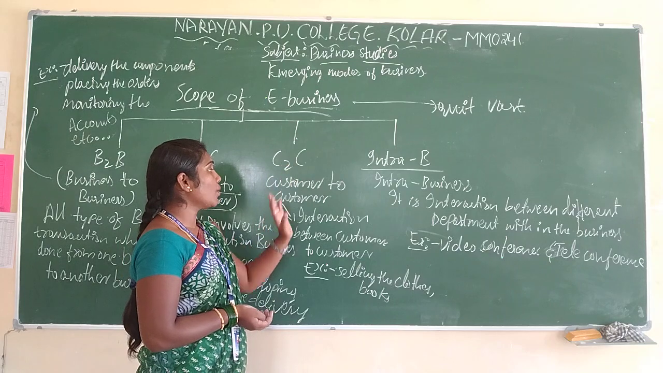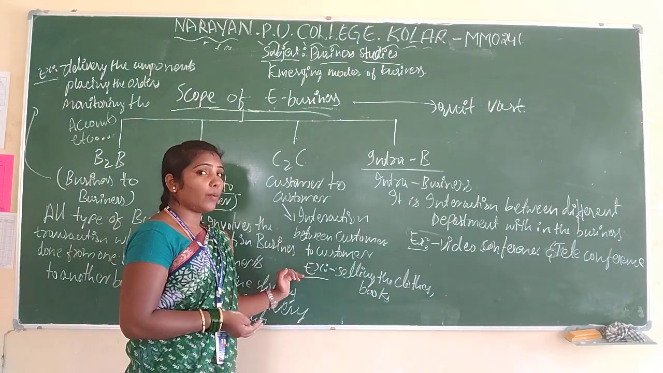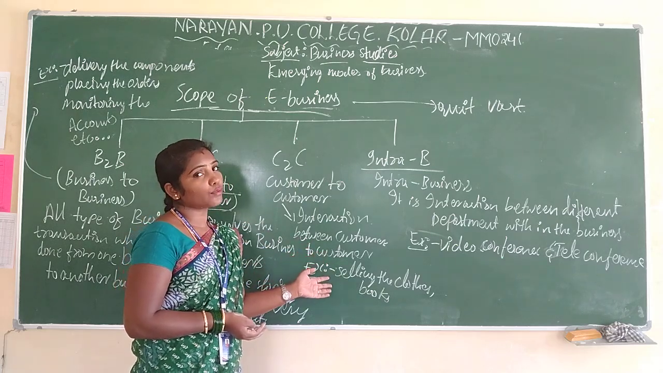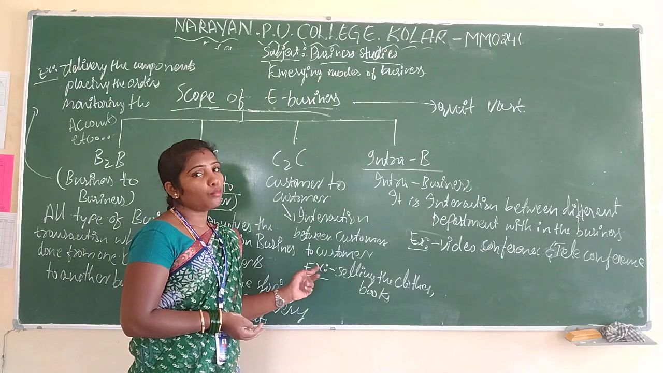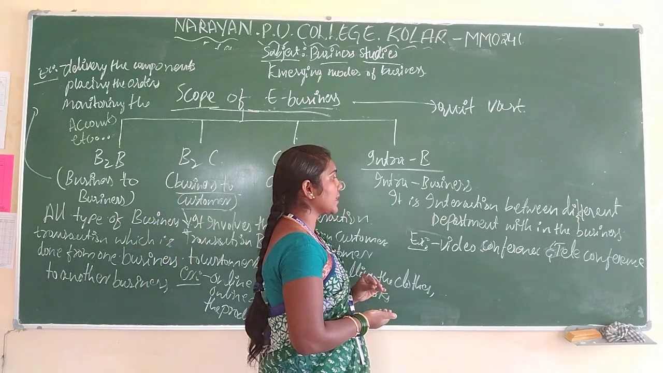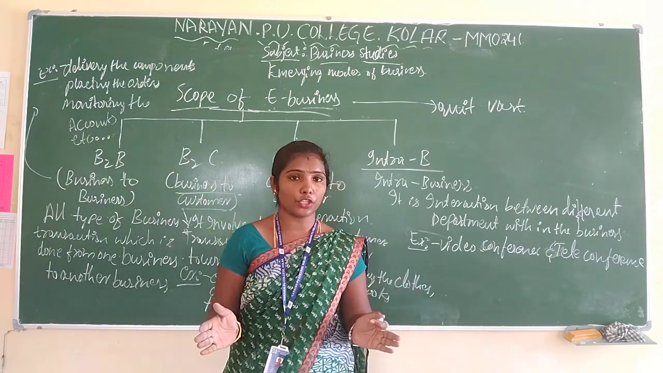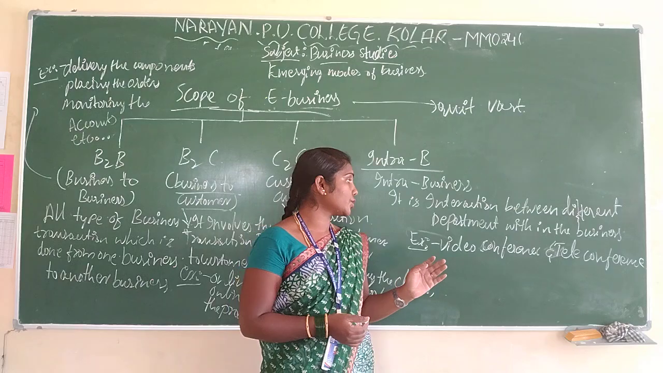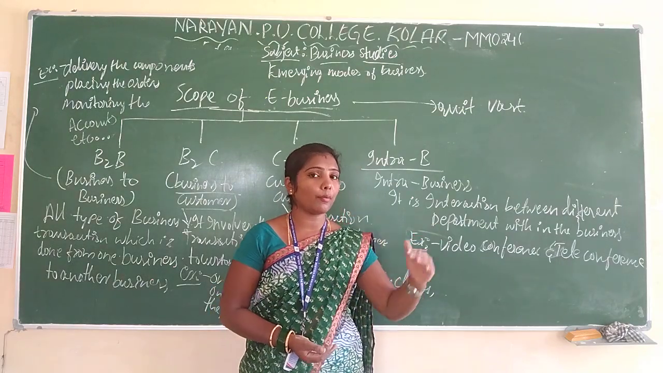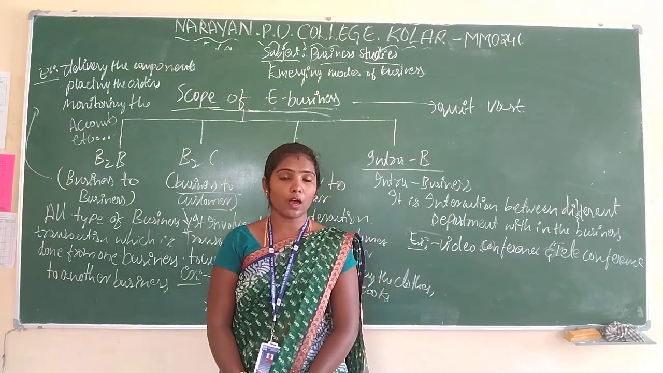Next, we have customer to customer. It is the interaction between one customer and another customer. Example, selling the products, selling clothes and books. And next, intra business. Intra business means the interaction between the different departments within the organization. Within the organization, they communicate from one department to another department. Example, video conferences and teleconferences.